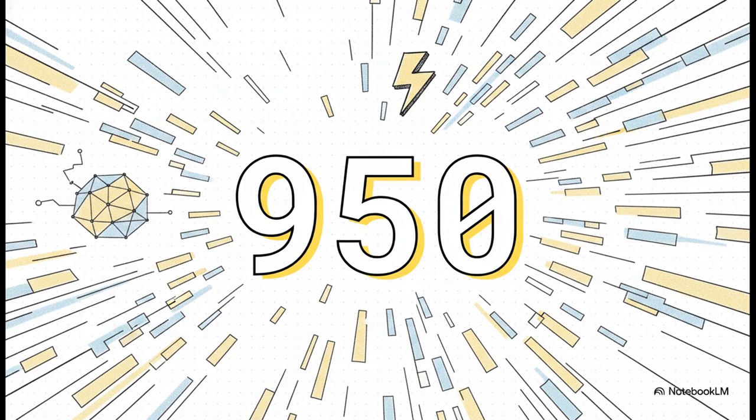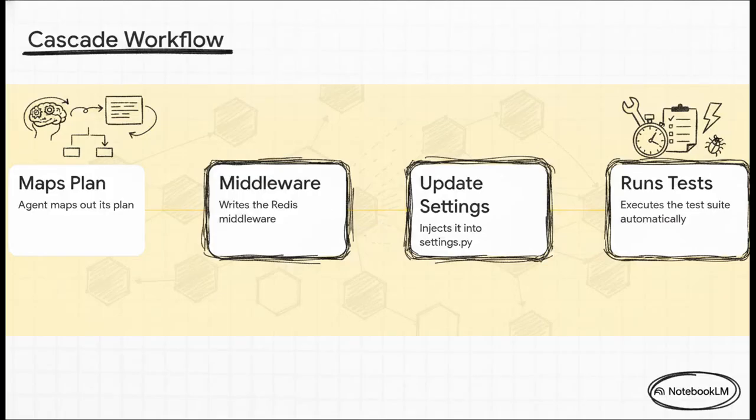950. That is a staggering number. The SWE 1.5 model processes roughly 950 tokens per second. I mean, it is executing tasks faster than you can even read the output. It's wild. So Windsurf operates via this agent called Cascade.